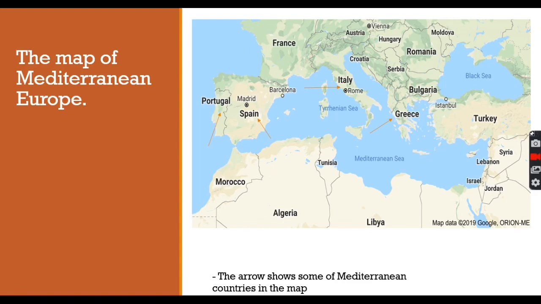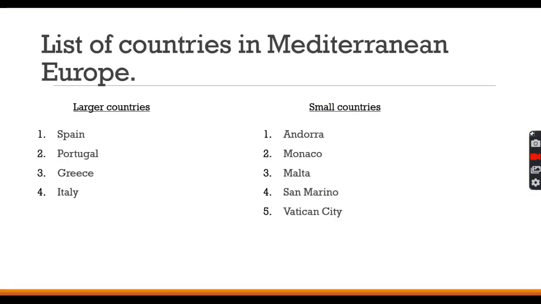Okay, next, this is the map of Mediterranean Europe. As you can see, there are many countries in this map, but there are only 4 countries that are in the categories of Mediterranean Europe, which are Portugal, Spain, Italy, and Greece. Next, this is the list of countries in Mediterranean Europe.